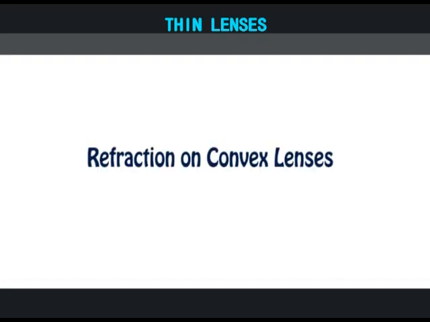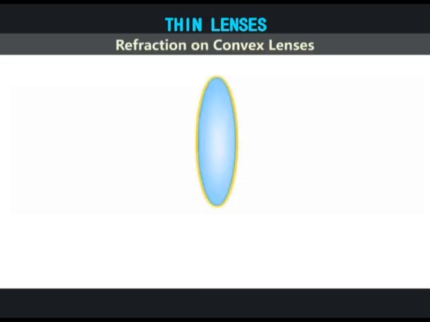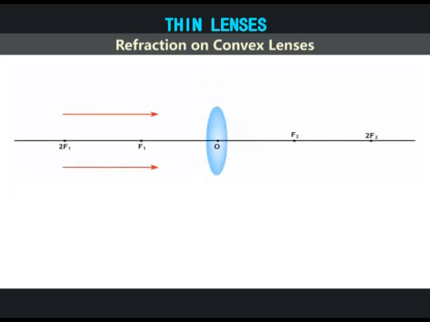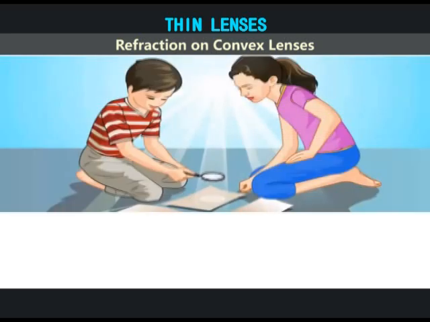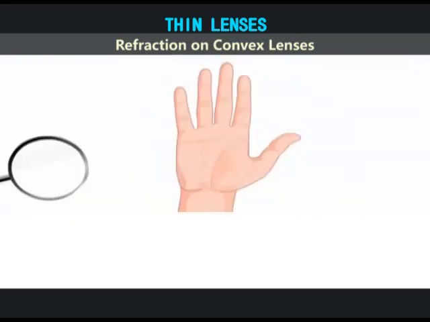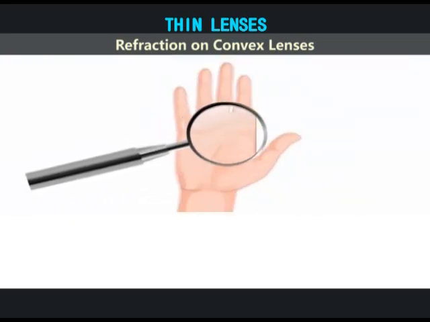Let's look at refraction on convex lenses. A lens in which both surfaces are convex is known as a convex lens. Light rays incident on a convex lens get converged at its focus. This is why a convex lens is also called a converging lens. When the sun's rays are converged at a point by these lenses, they produce enough heat to burn the object at this point of convergence. They are also used as magnifying glasses.